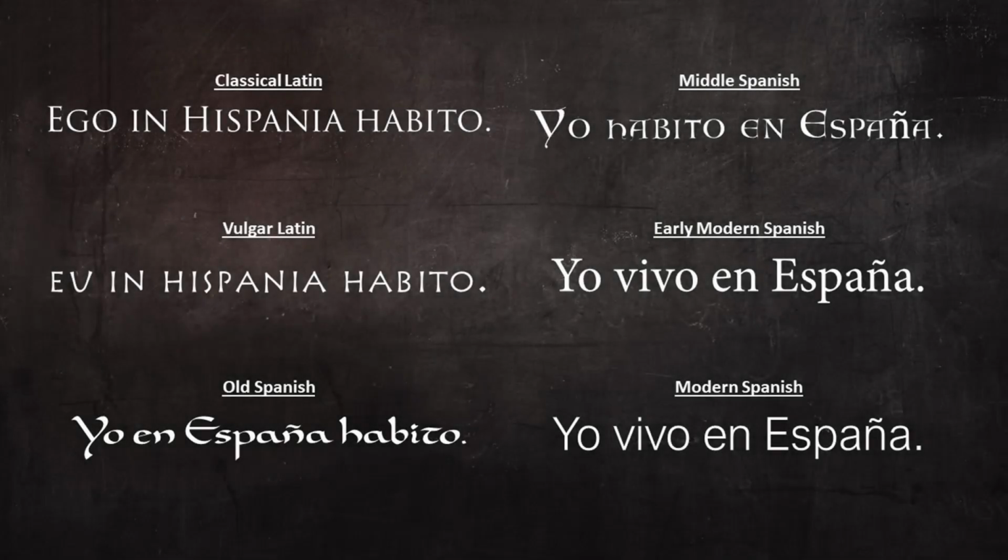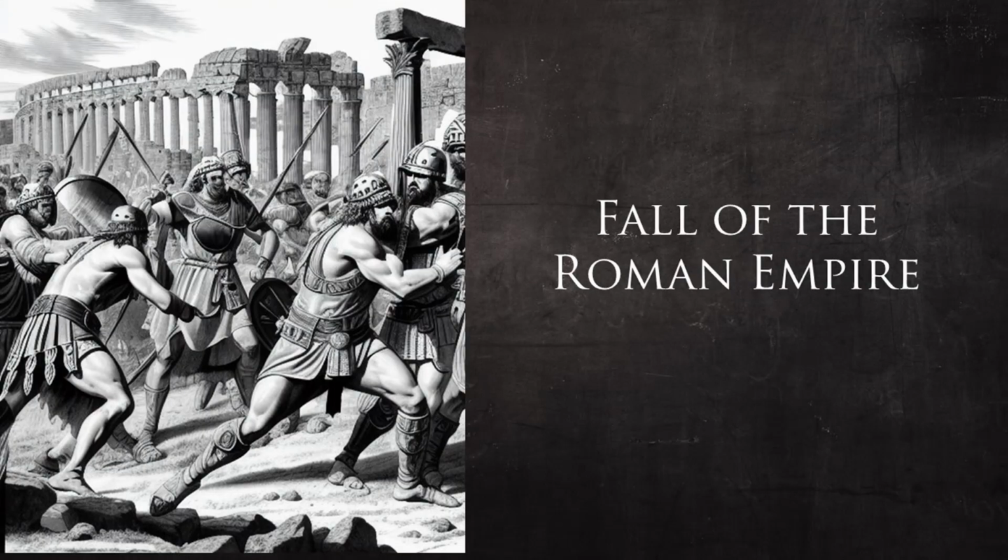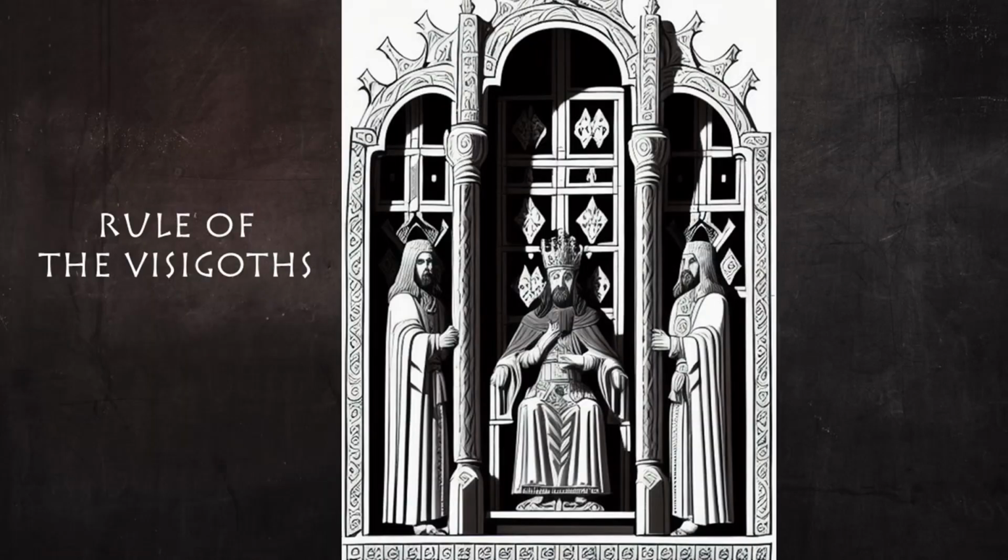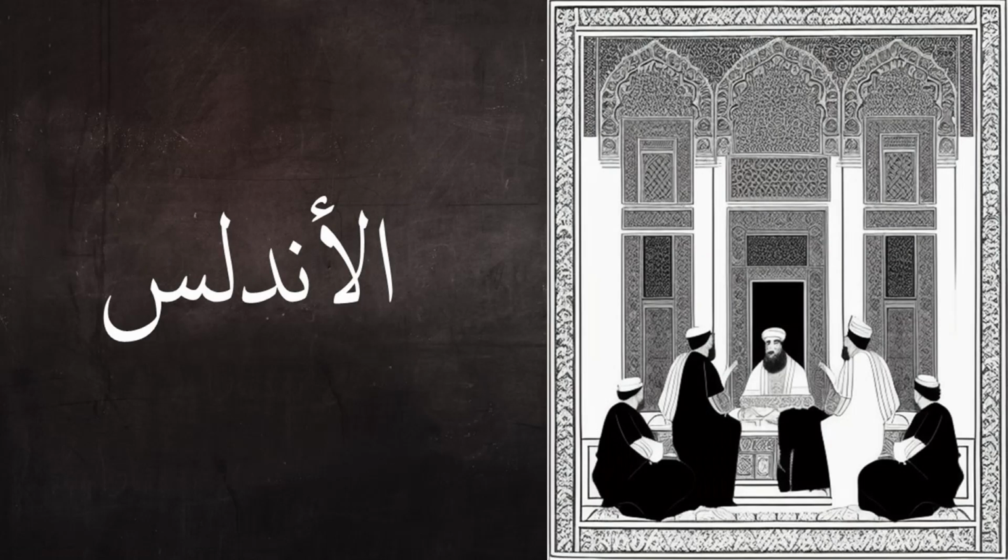This is the third video in my series on the evolution of the Spanish language from its Latin origins. In this video, we'll discuss the fall of the Roman Empire, the rule of the Visigoths, the rule of the Arabic-speaking Andalusian Muslims, and the impact of these historical events on the development of the Spanish language.